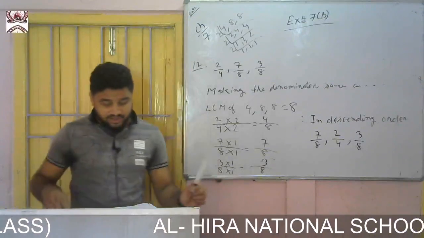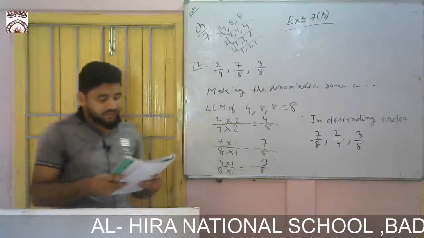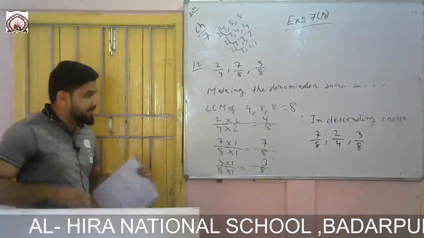Now come to 3. Reduce the fraction to lowest term. That means what? You have to reduce the fraction to the lowest term. That means what? By cancelling.